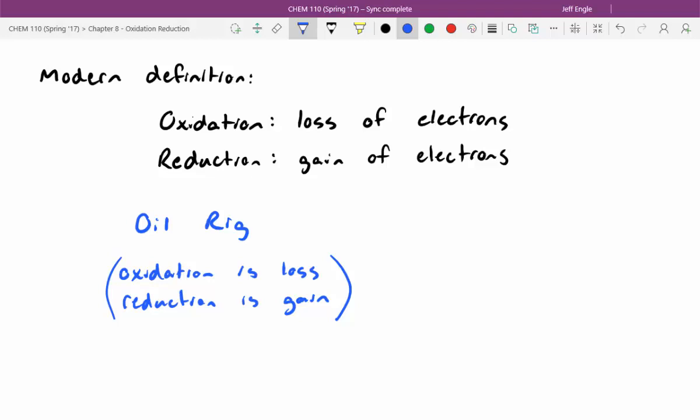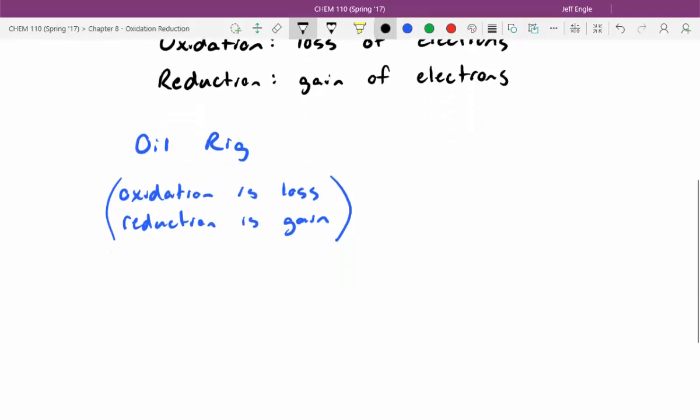There's also some other ones you might see. Another common one you'll see in chemistry classes is LEO goes GER, so LEO the lion. Losing electrons is oxidation, gaining electrons is reduction. So whichever one you prefer. I like OIL RIG, it's nice and simple. But find mnemonics that help you understand some of these key things.